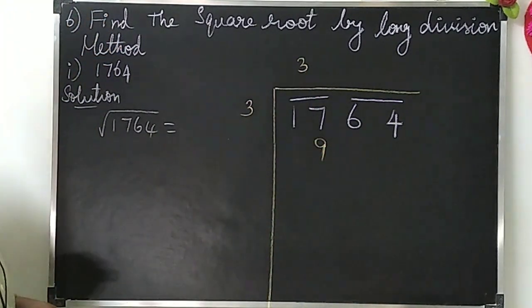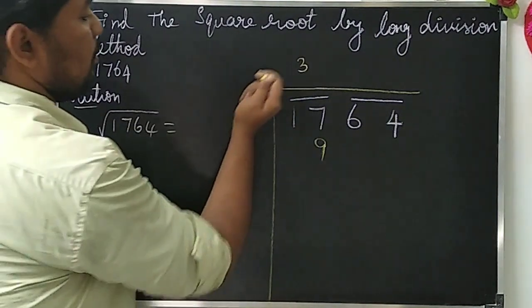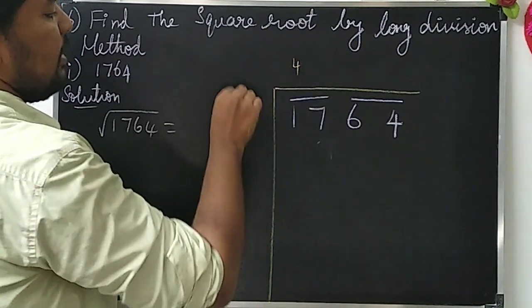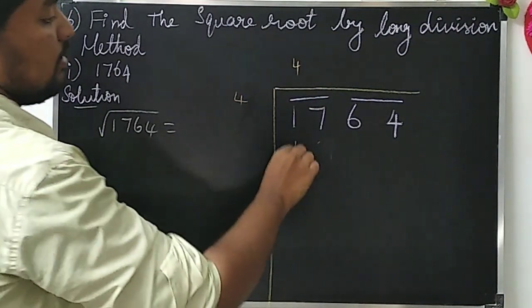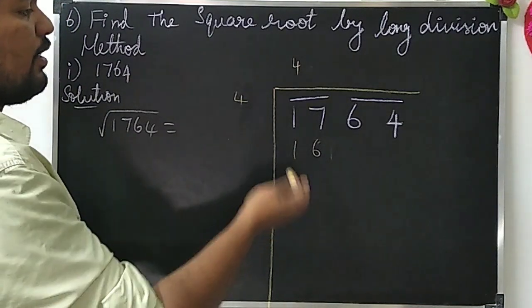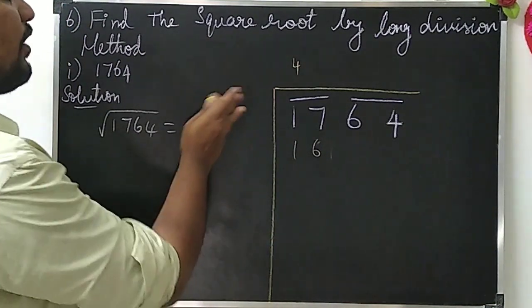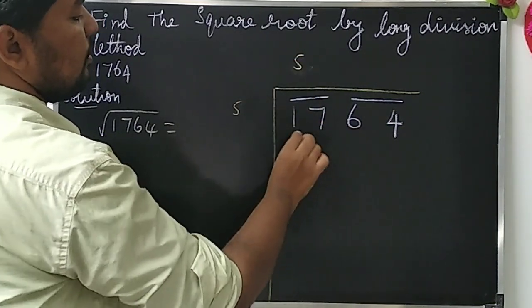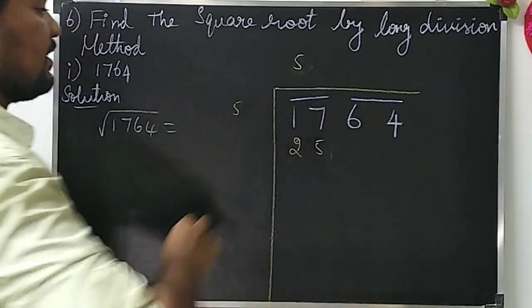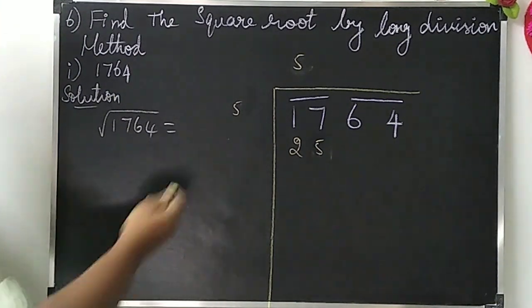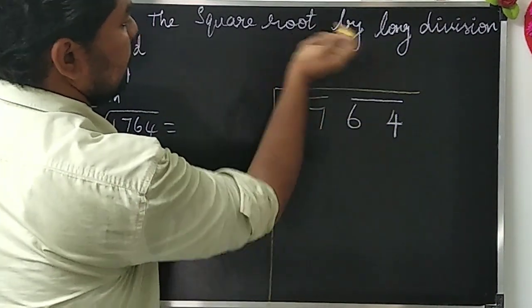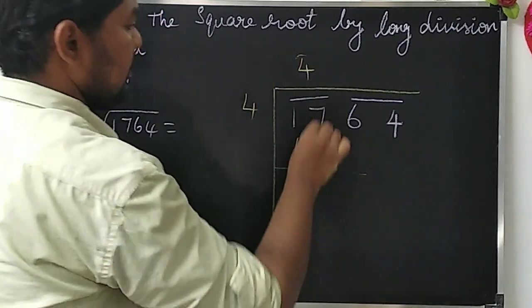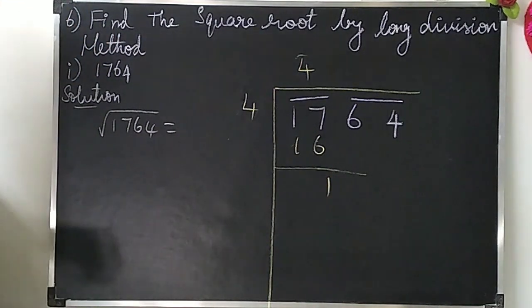So 9 is less than 17. So take the biggest number. If 4, here also 4, 4 4s are 16. It's nearly 17. Okay, take 5. Just listen, take 5. What happened? 5 5s are 25. It exceeds 17. So you can take 4. Here 4, here also 4. 4 4s are 16. 17 minus 16, the remainder is 1.